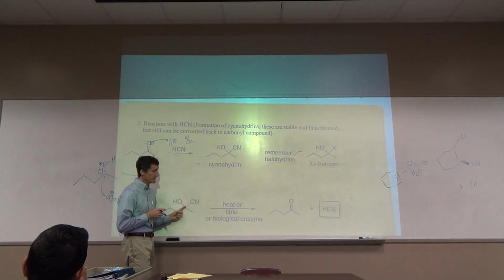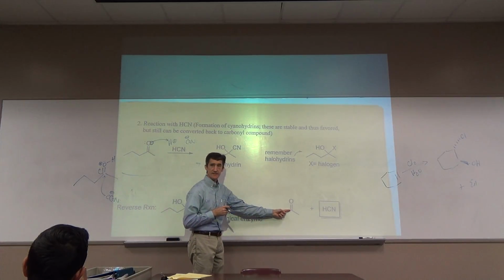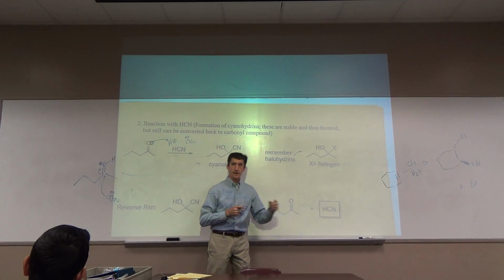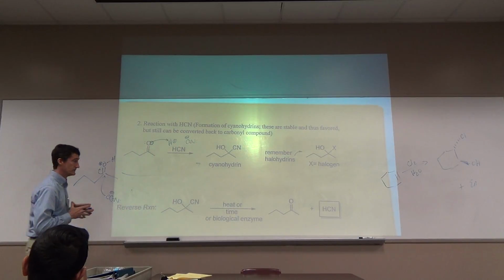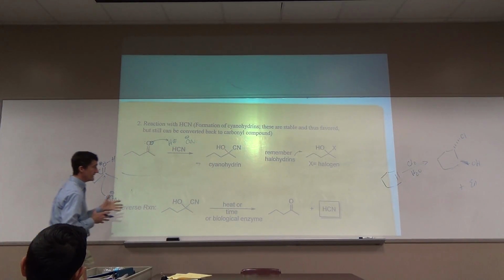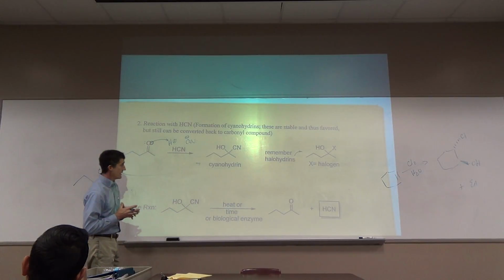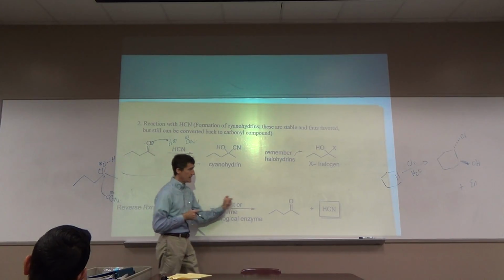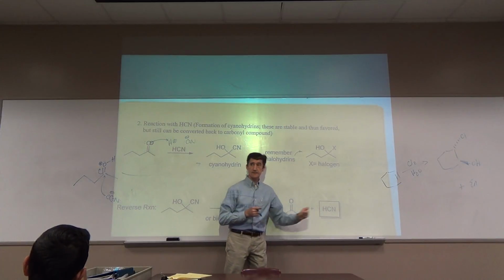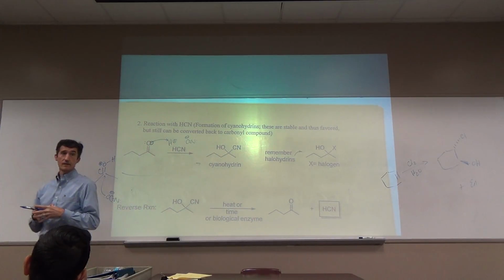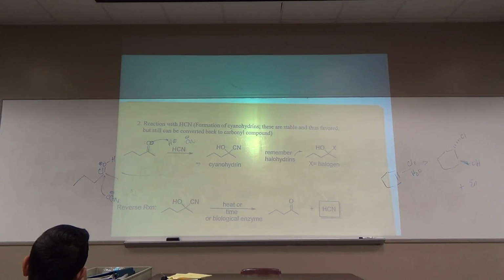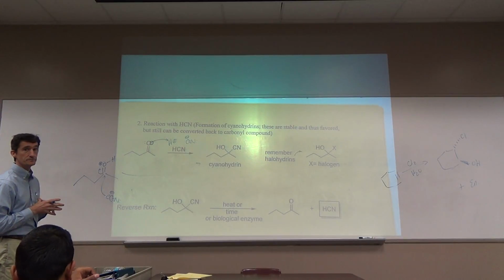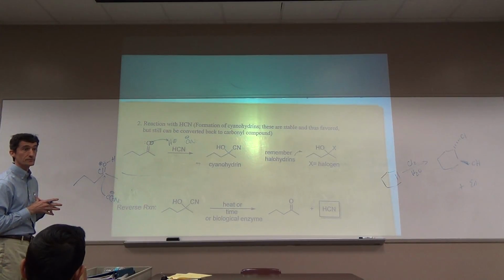The cyanohydrin can go back to the carbonyl compound, and if it did, it would make that plus what? HCN. I say heat or time or biological enzymes. Basically, cyanohydrins are very toxic because if you ingest them, the reaction can reverse and you generate HCN. It's very deadly. Cyanide. So if it reverses, you're going to produce cyanide.